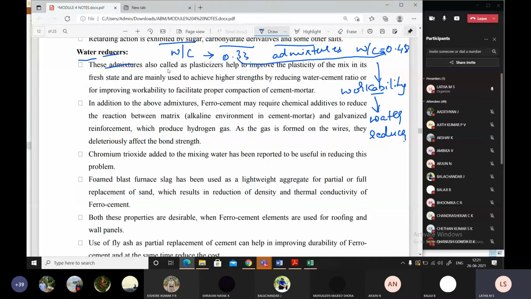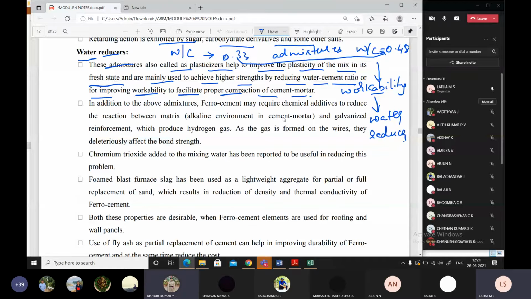These admixtures are also called plasticizers to improve the plasticity of the mix in its fresh state, and are mainly used to achieve high strength by reducing water cement ratio or for improving workability to facilitate poor compaction of cement mortar. Did you all follow what I am talking about, students?